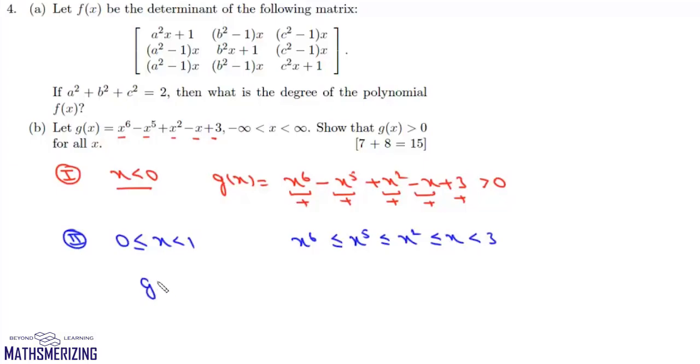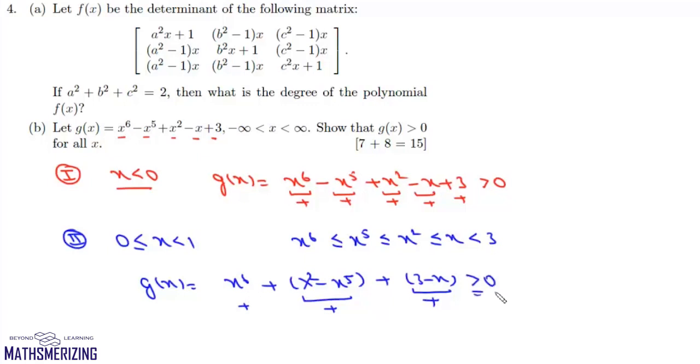Now we can write this g(x) as x^6 plus x^2 minus x^5 plus 3 minus x. Now this 3 minus x will be positive, x^2 minus x^5 will be positive, and this x^6 will be positive. So in this case also g(x) is greater than 0.